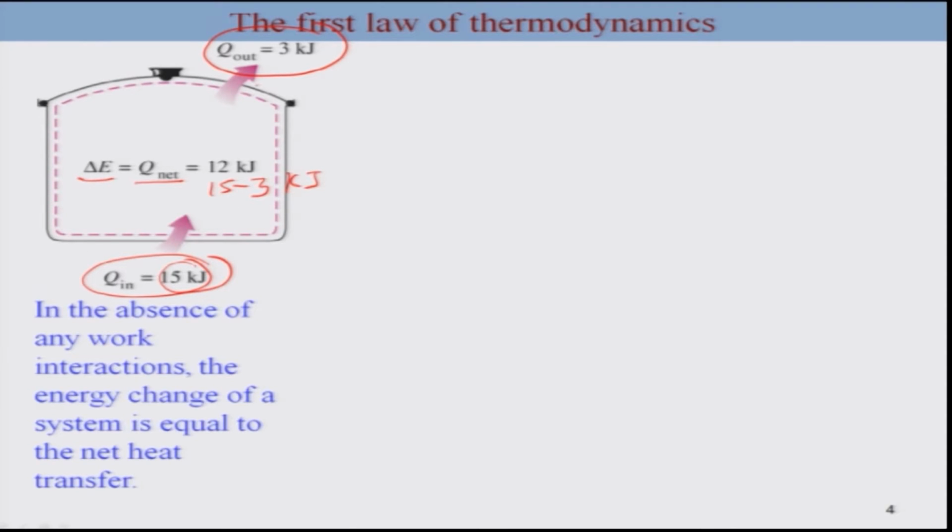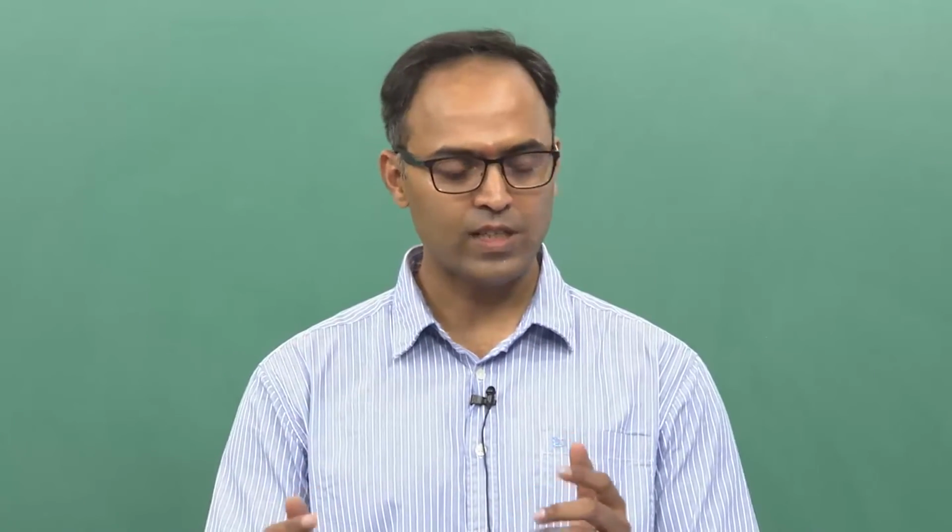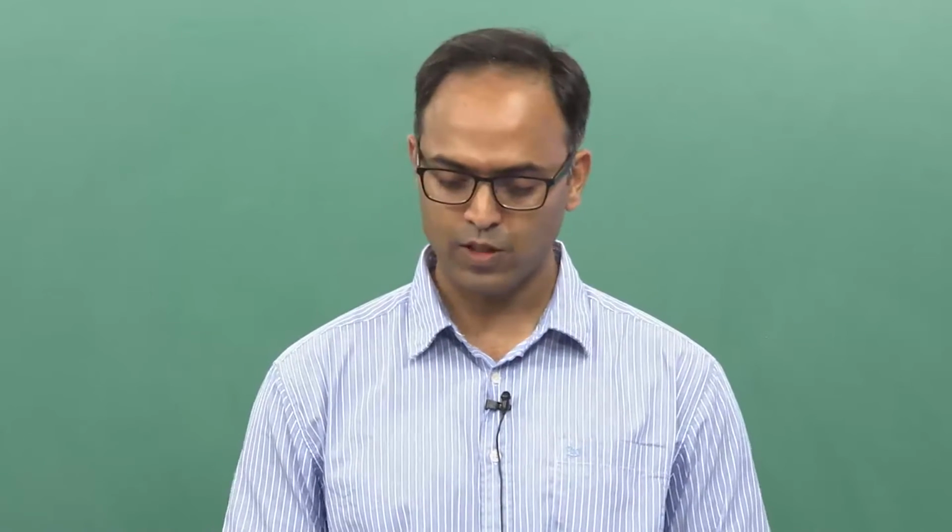There is no work done in the system because no work interaction is given. So in the absence of any work interaction, the energy change is simply equal to the net heat transfer. Now you can consider a case where the system itself is adiabatic, meaning that heat transfer is not possible. So the only possibility to change the energy of the system is by doing work. The work can be done through electrical or mechanical means. We are going to consider two examples.